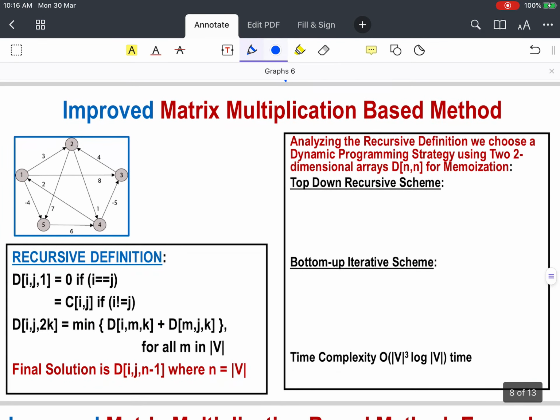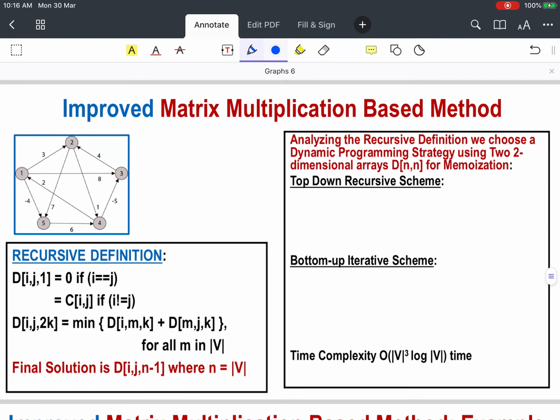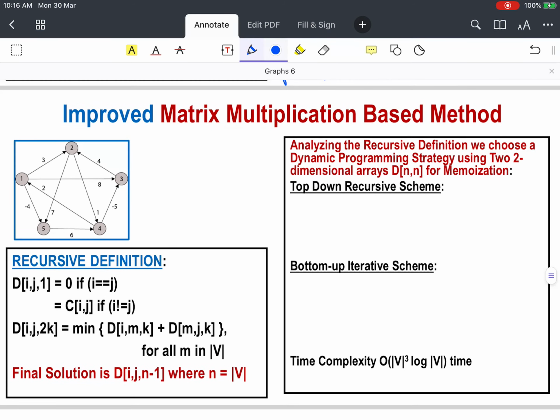Now this algorithm, as we said, was taking order v to the power 4 time. Can we improve the algorithm? So we come to an improvement. Till now, what we had done is, we had said that there is a path of length at most k minus 1 and there is an edge cost, and among these we tried to find out the minimum.